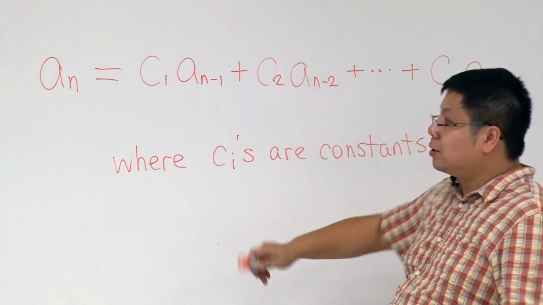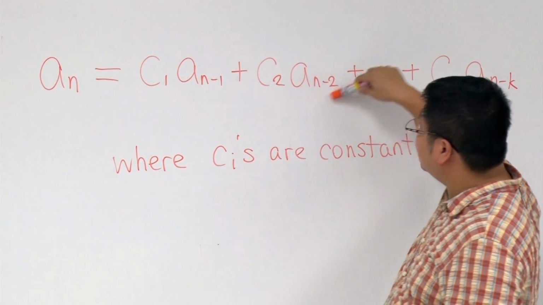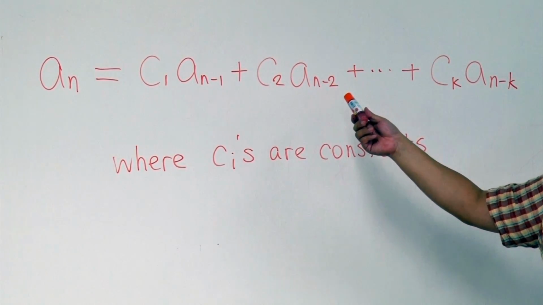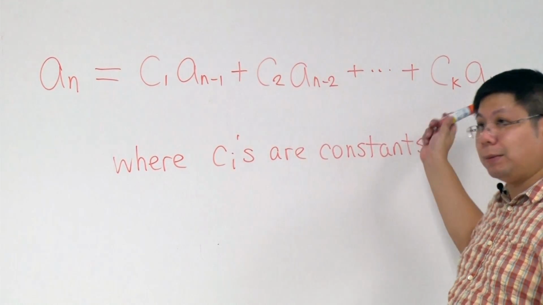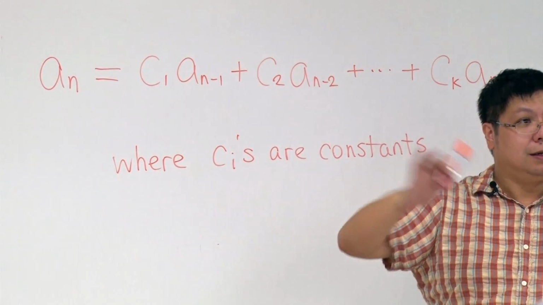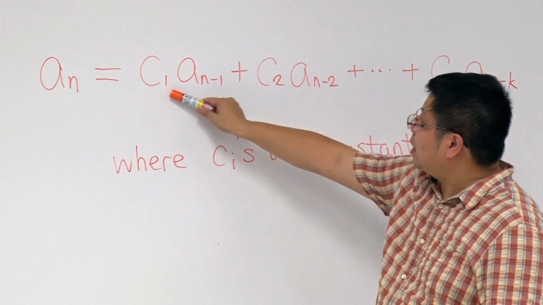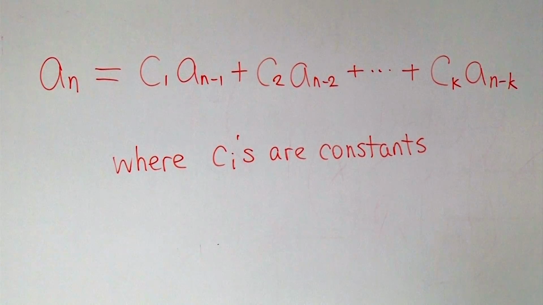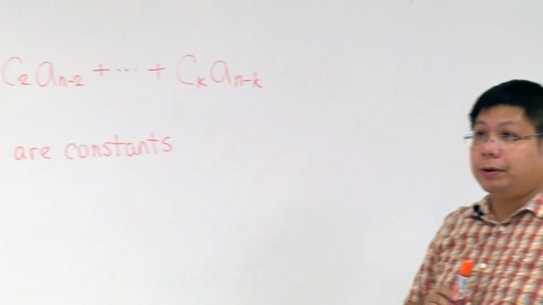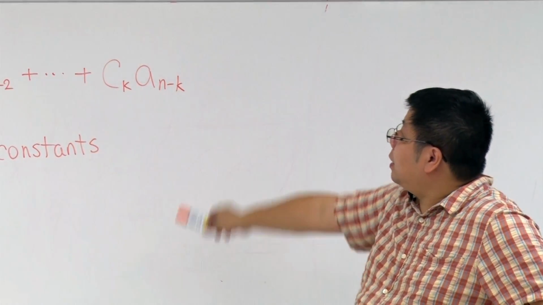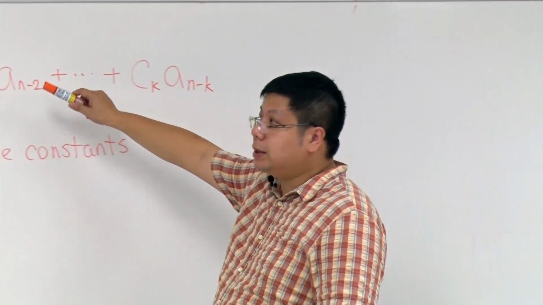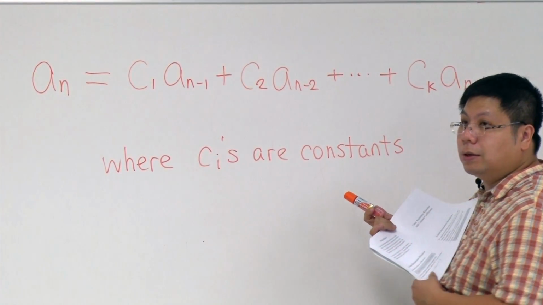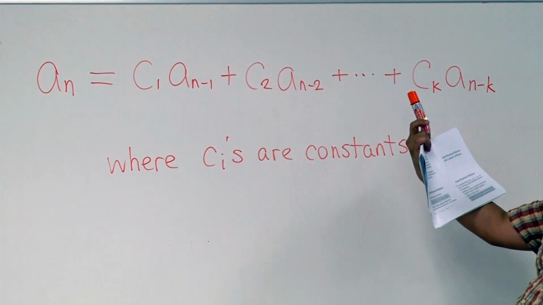Is that okay? So linear means that everything is just level 1: a_n to the power 1, a_(n-2) to the power 1, something like this. You don't have a_(n-1) times a_(n-2), that would be quadratic. And then all these coefficients are just simple constants. If a recurrence is of this form, then it is called a linear recurrence. This is a linear recurrence of degree k, or degree k minus 1, k plus 1, or whatever.